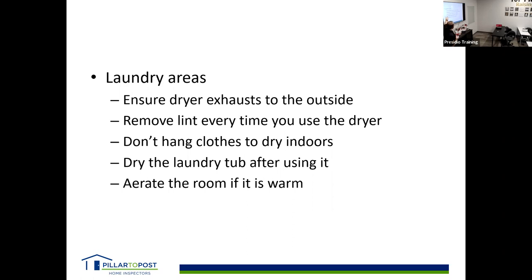Again, just anything that you are doing that is maintaining moisture in the room, laundry in the tub, dry the laundry tub. Again, if you leave it open, it's going to dry. In some climates, no.